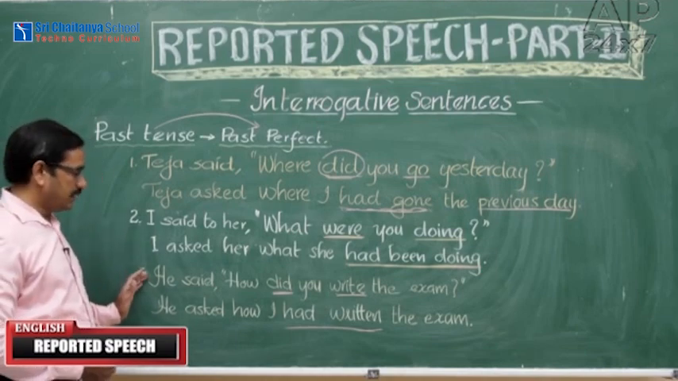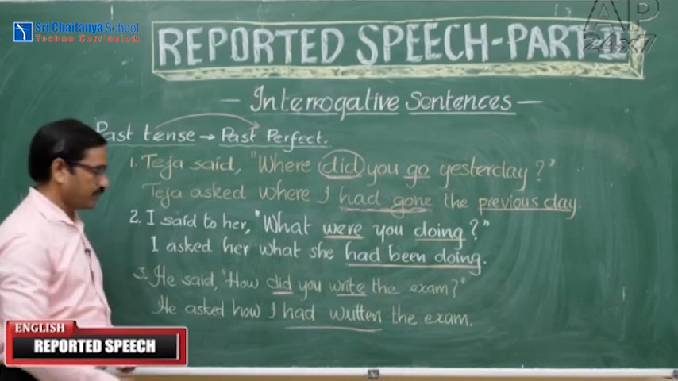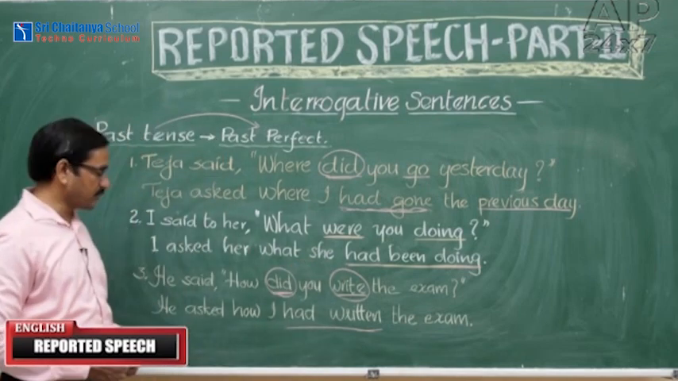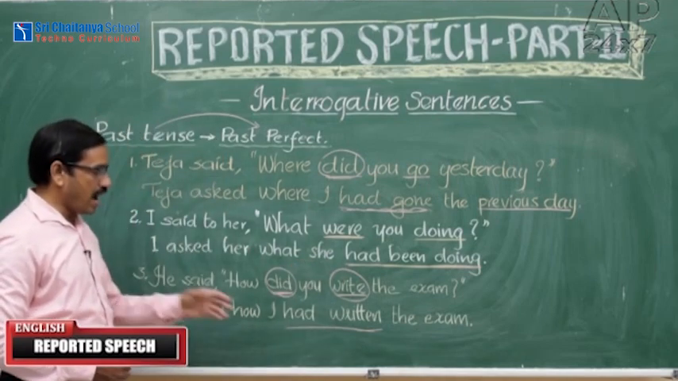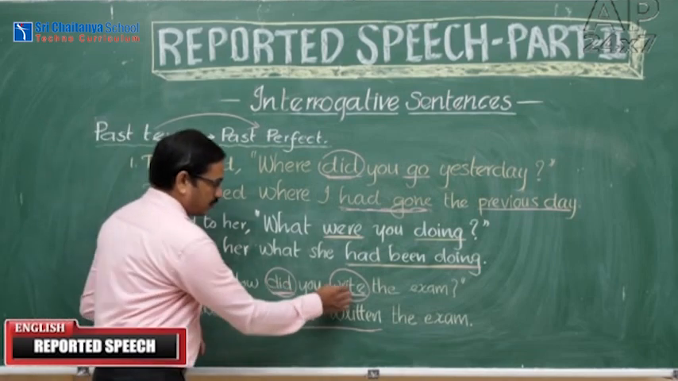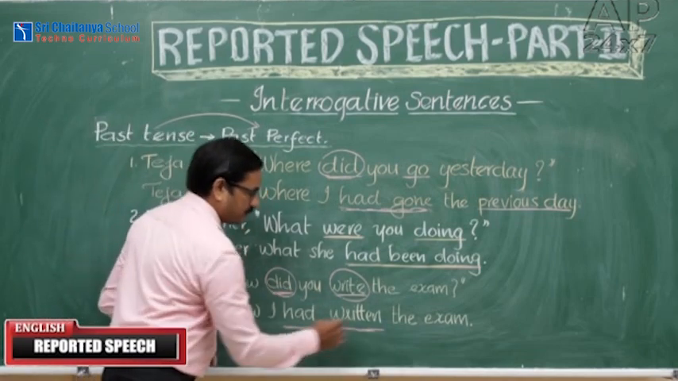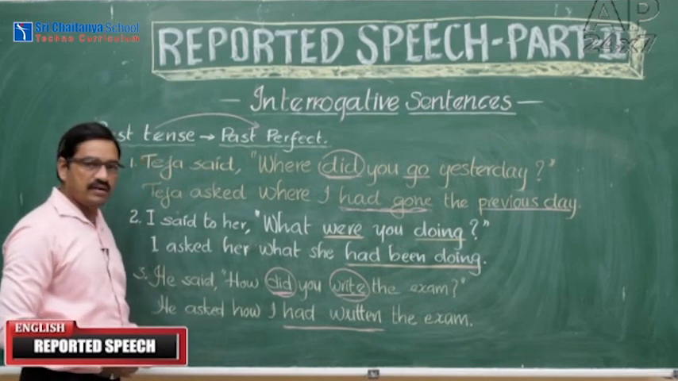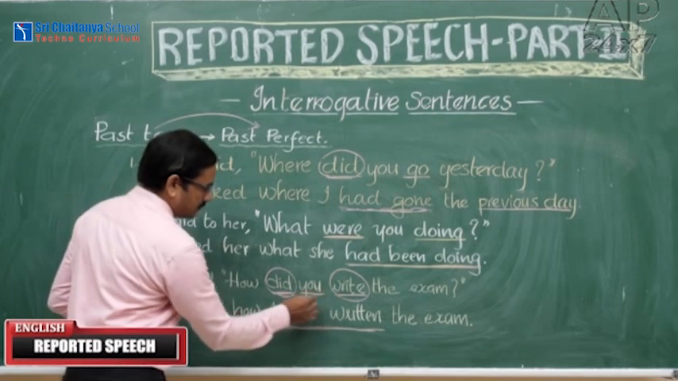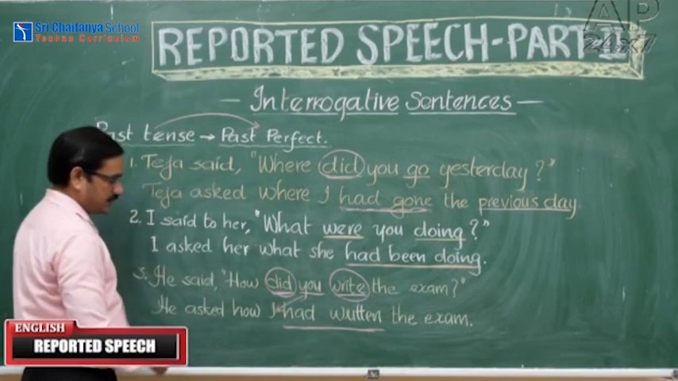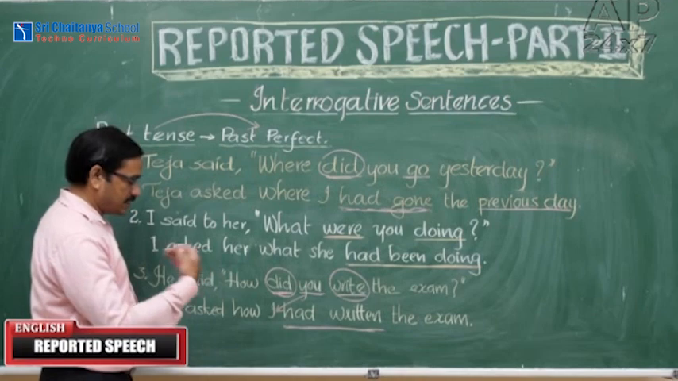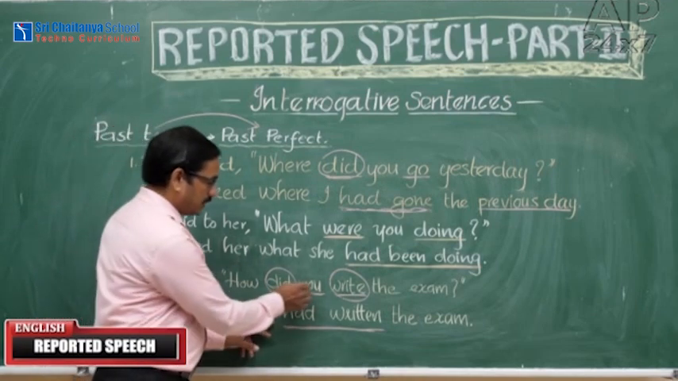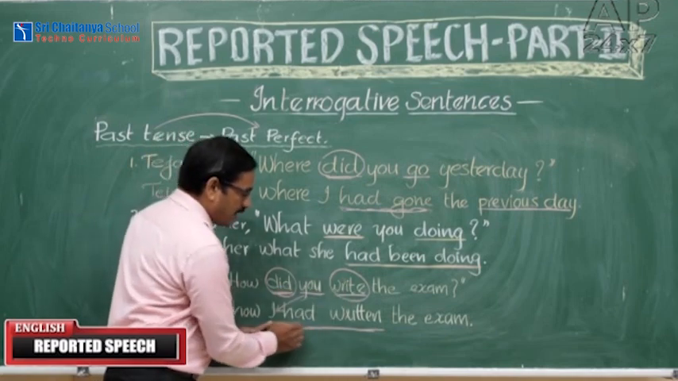Another example, he said, how did you write the exam? Did write, the past tense interrogative form. He asked how I had written the exam. So did write became had written, past perfect. How did you write the exam? How I had written the exam. So this you is subject here, you change it into I. She asked me, because I am giving the answer. She asked me how I had written the exam. So you became I, did write became had written.